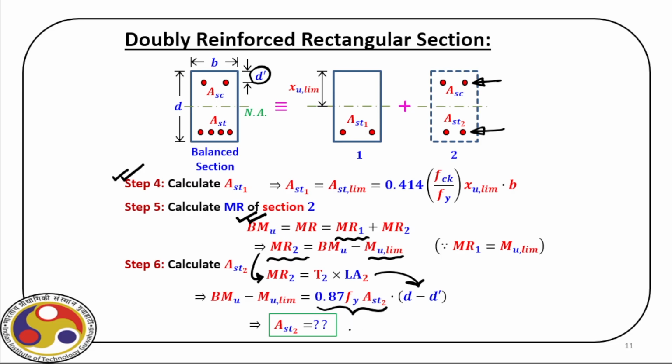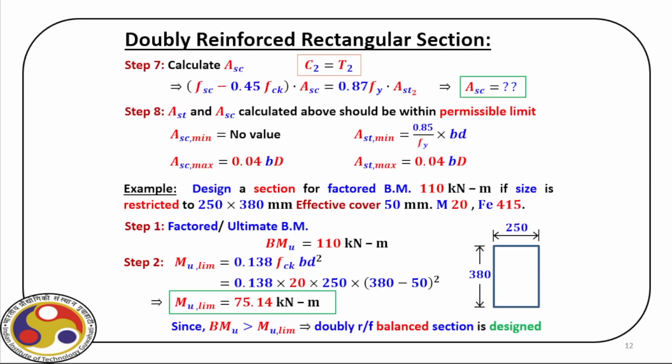So we can calculate AST1 and AST2, that is, the total amount of steel in the tension zone, AST1 plus AST2. Now we have to find out the additional steel ASC. Because we know AST2, from this information we have to find out ASC. That we'll do in a minute. Let us see how we can do that.